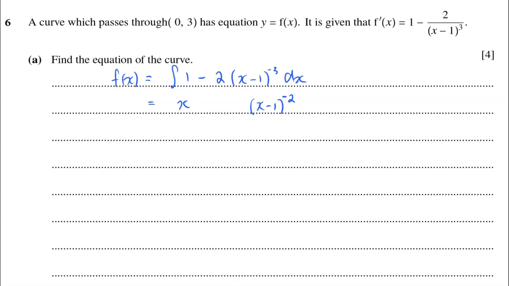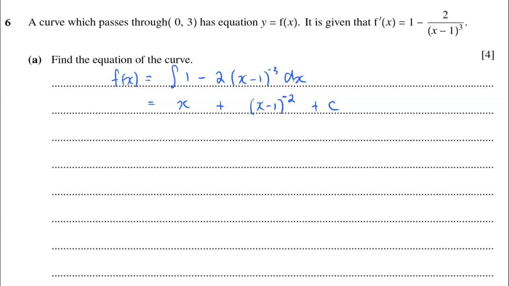It cancels that negative 2 which is out the front. What also happens is what's in the brackets gets differentiated and put out the front, but that just produces a 1. And so we end up with something quite simple. And of course, we need the plus c because there is a constant at the end there.